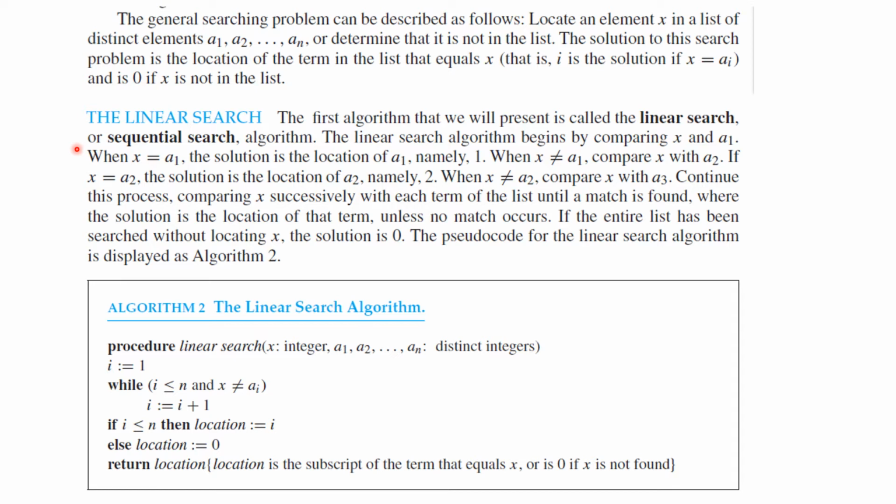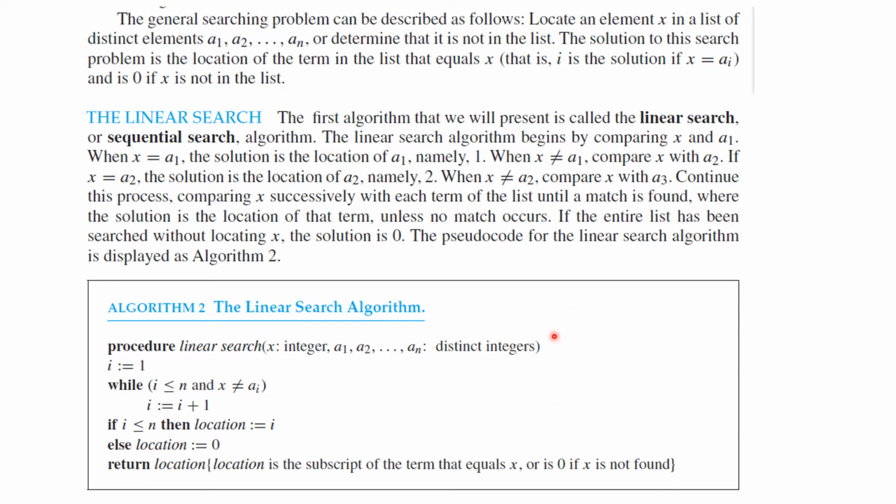The linear search algorithm begins by comparing x and a1. If x is equal to a1, that is the solution, namely it's in position 1. If x doesn't equal a1, we then compare it to a2, and if x equals a2, that's the solution. If that's not there, we continue on, comparing x successively with each term in the list until a match is found, where the solution is the location of that term, unless no match occurs. If the entire list has been searched without locating x, the solution is 0.